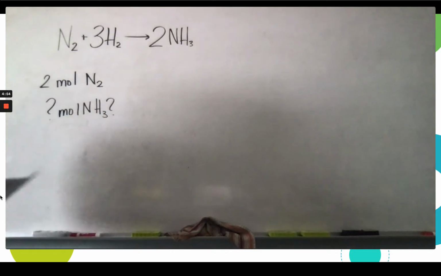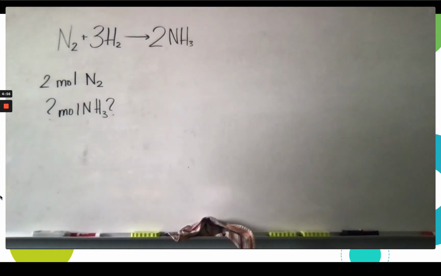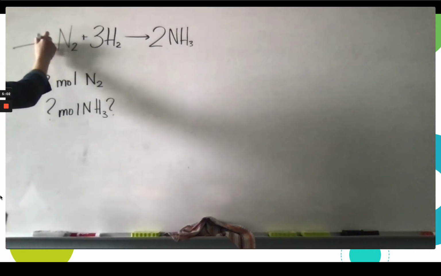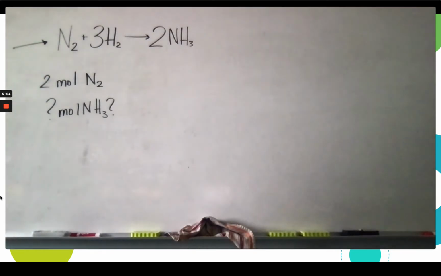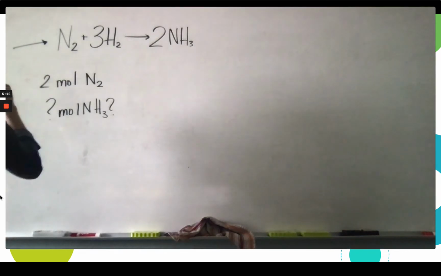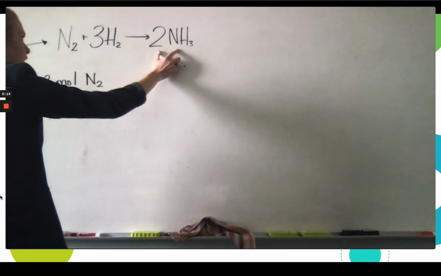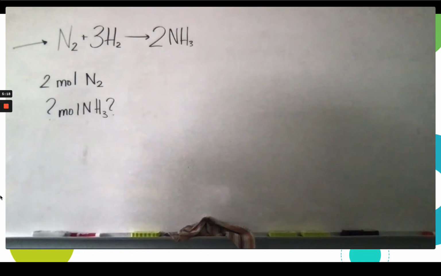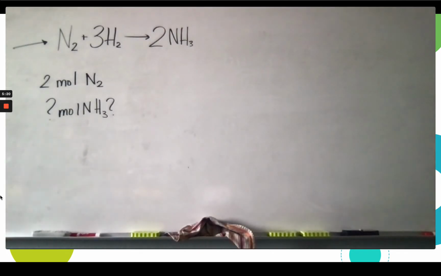A couple things I want to talk about before we start this problem. The first one is that we must always start with a balanced reaction. You have to have a balanced reaction to ensure your mole ratios are correct. So when we're looking at this reaction, we have 2 nitrogens on the reactant side and 2 nitrogens on the products, 6 hydrogens on our reactants and 6 hydrogens on our products. So that means we are good to keep going. We can solve this problem.